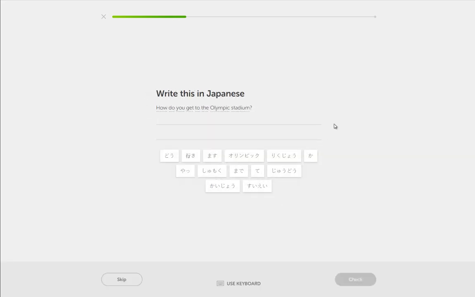Okay, next. How do you get to the Olympic Stadium? We also had this one. They tend to repeat in the Japanese course much more than in the French course or other courses I did. How do you get to the Olympic Stadium? Olympic no. I guess they don't use no much. Kaijo. Kaijo, was it? Yep, kaijo.